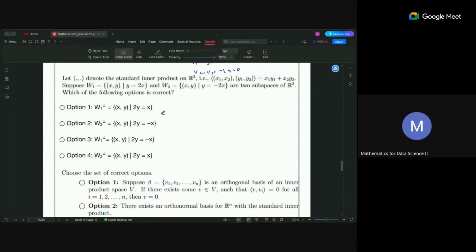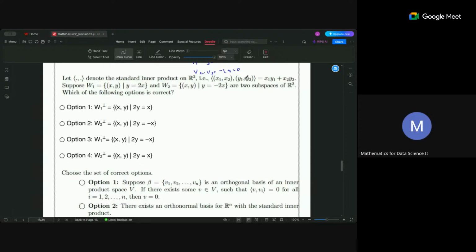Okay. So now W1 is the set of all (x, y) such that y is equal to 2x. And W2 is the set of all (x, y) such that y is equal to minus 2x. So we need to find the orthogonal complements. How are we going to find the orthogonal complements?